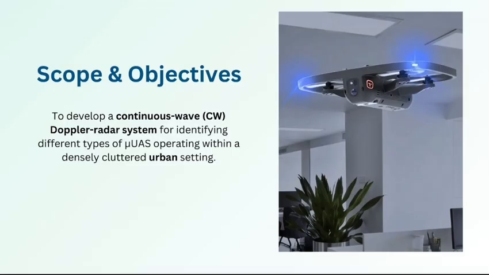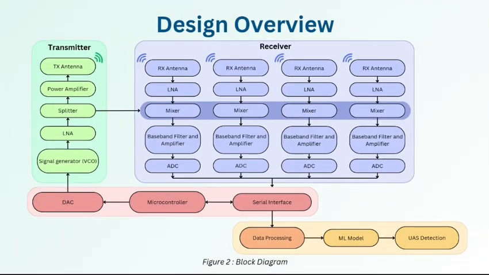So, our objective is to develop a continuous wave Doppler radar system to detect different types of drones operating within a densely cluttered urban setting. This is the system overview: a single TX chain and 4 RX chains that are sampled simultaneously through a microcontroller. The signal processing and machine learning algorithm is running on a computer, which can be accessed using a simple user interface.